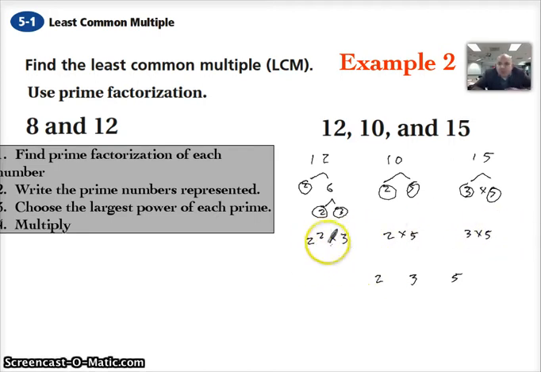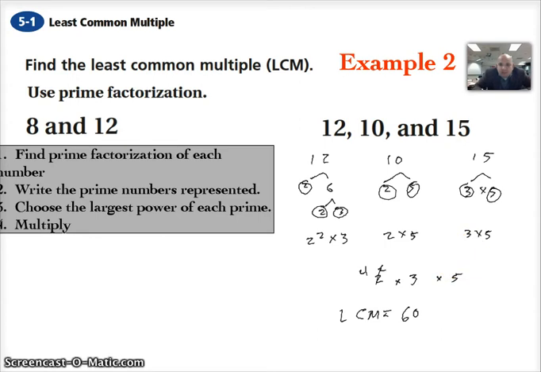Now we choose the largest power. For the 2, it's 2 squared. For the 3, it's just 3 to the first power, and for the 5, it's 5 to the first power. So now we've found the largest power of each prime. Now we're going to multiply these. 2 squared is 4. 4 times 3 is 12, times 5 is 60. So the least common multiple here is 60.